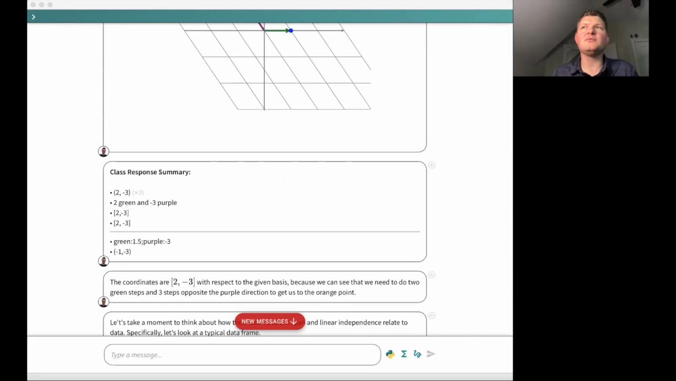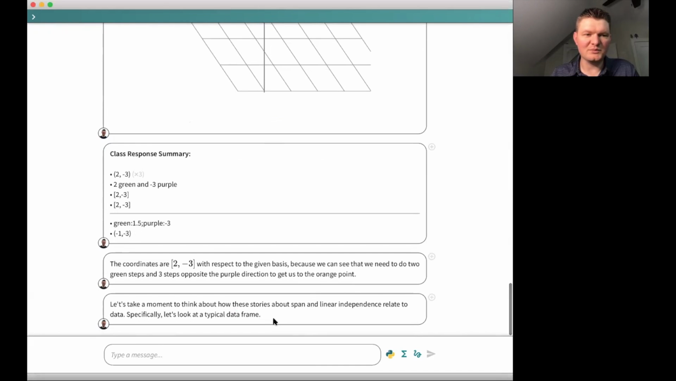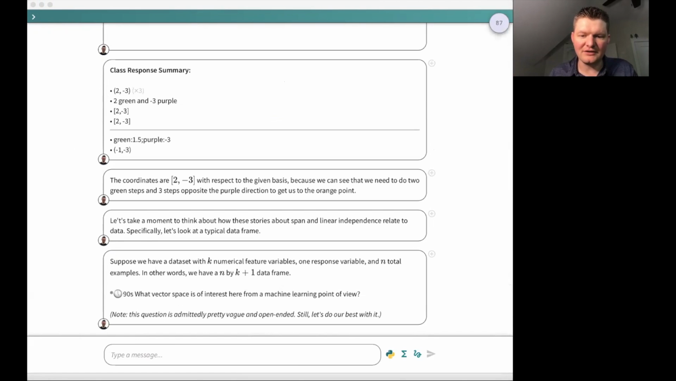Okay, so let's wrap up with a question to tie this into some other ideas. Let's think about a data frame. Imagine that you're a clinician and you're looking at some data. You have some rows corresponding to patients, and you have some columns corresponding to some quantitative data for each of those patients. And let's say you also have a response variable you're trying to predict. So you have, let's call it, an n by k+1 data frame. You have k numerical feature variables, 1 response variable, that's what you're trying to predict, and you have n total examples, or n rows in your data frame.